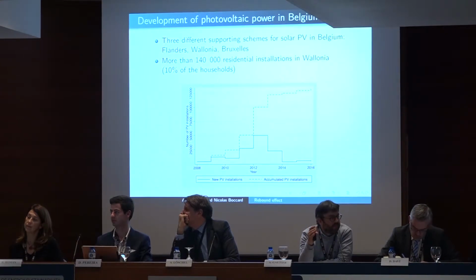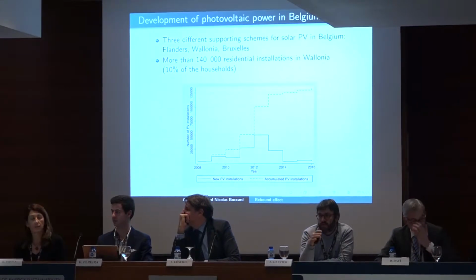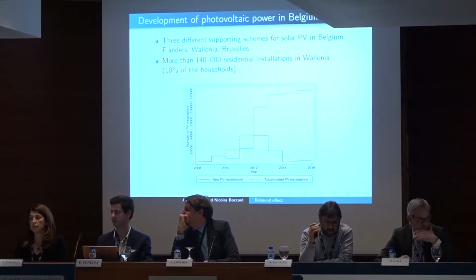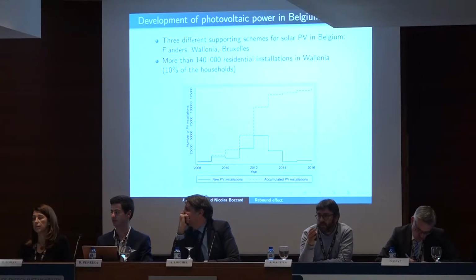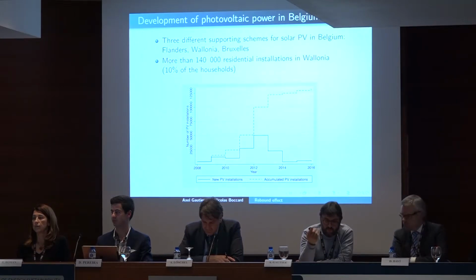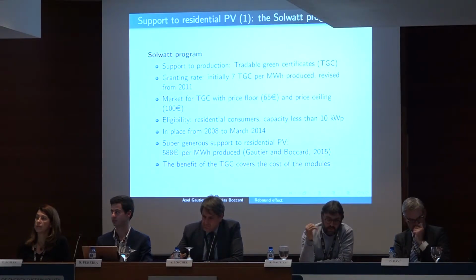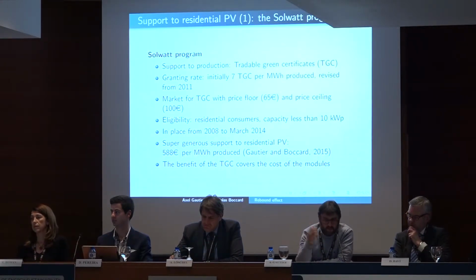So if you look at the figure here, now in Wallonia there are more than 140,000 PV installations with an average capacity of 6 kilowatt peak, which is quite huge, and this represents, roughly speaking, a bit less than 10% of the households. And the picture shows the huge growth. Of course, one reason for that is the supporting scheme in place. And the supporting scheme is composed of two things: a subsidy to production and a net metering system.